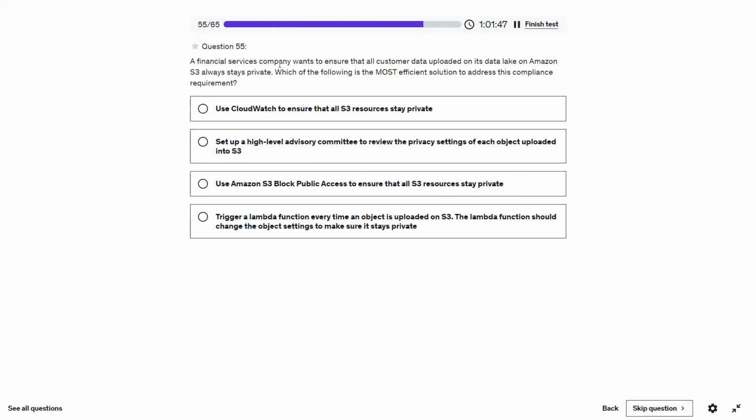A financial services company wants to ensure that all customer data uploaded to the data lake, that is the S3, stays private. So how can they ensure that whatever data they are uploading on the S3 is private? What is the most efficient solution? Use CloudWatch to ensure S3 source is private, wrong. Use a high level committee review, wrong. Use S3 Block Public Access, yes, correct. If they block the public, there is one check mark. If you block the public access, it means it's private.